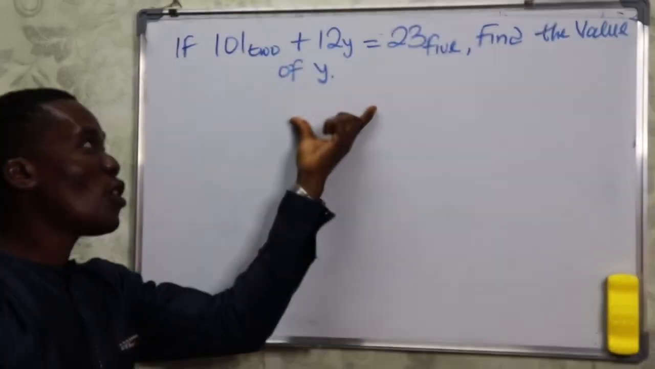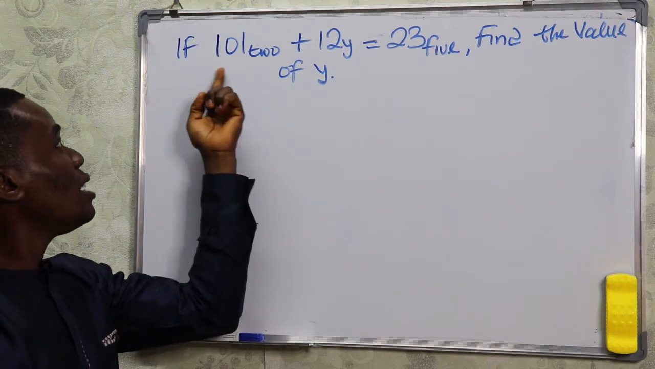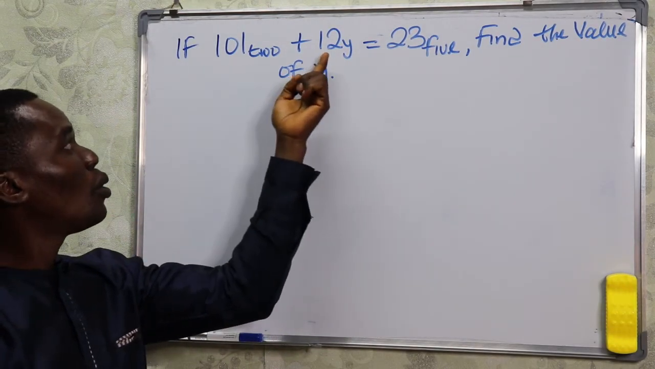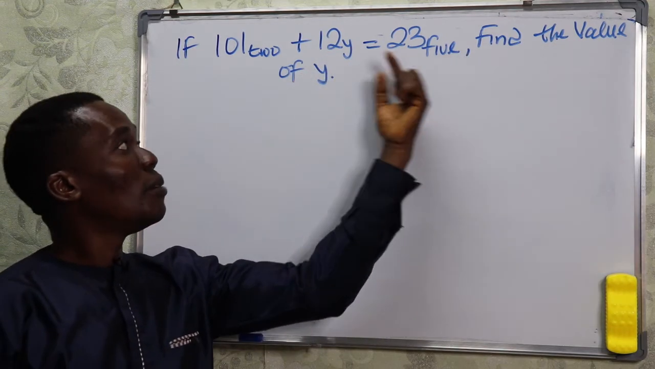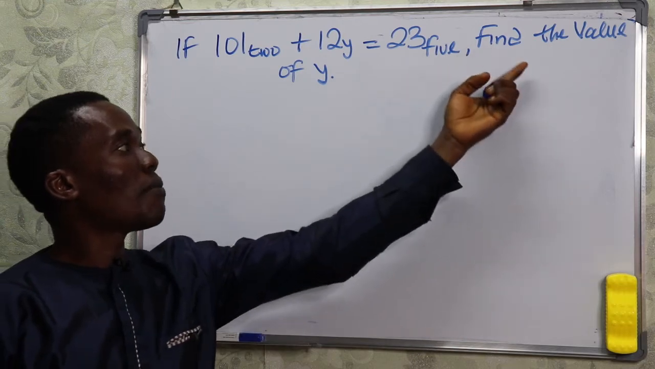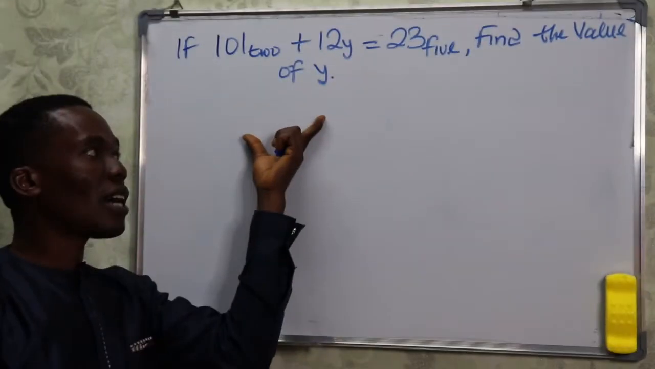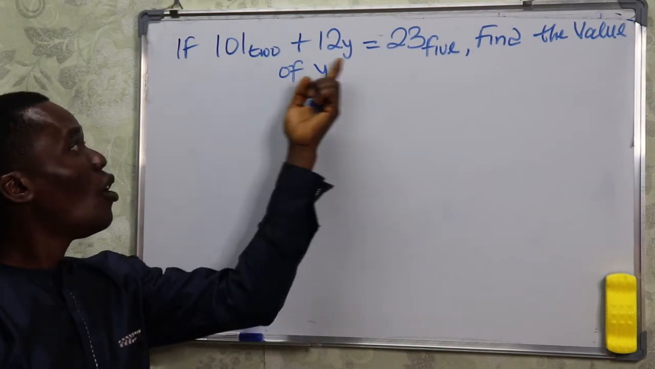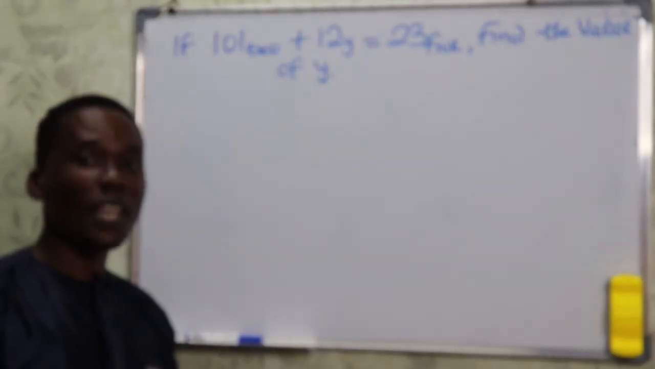Number 6 is a question on number bases. You are asked to find if 101 base 2 plus 12 base y plus 23 base 5 is equal to 23 base 5. Find the value of y. Now in this instance, I will advise you, they are all of different bases. You will have to convert all of them to a common base, and that is base 10.